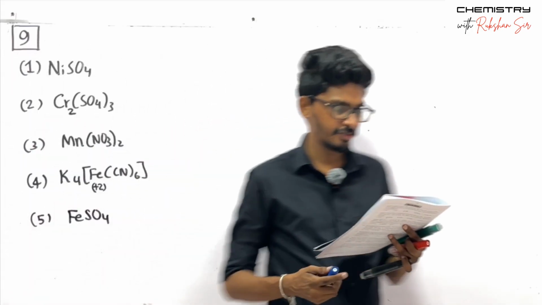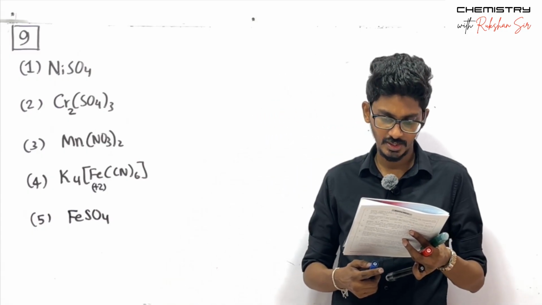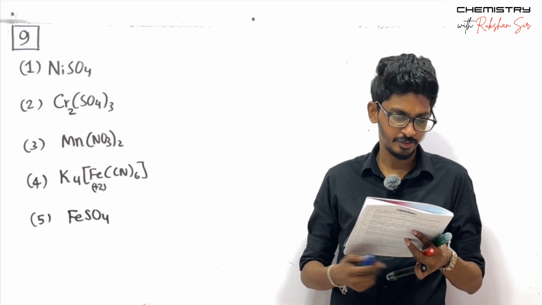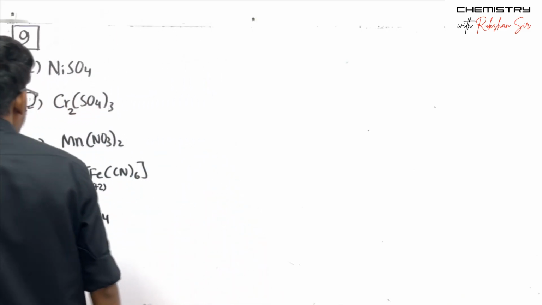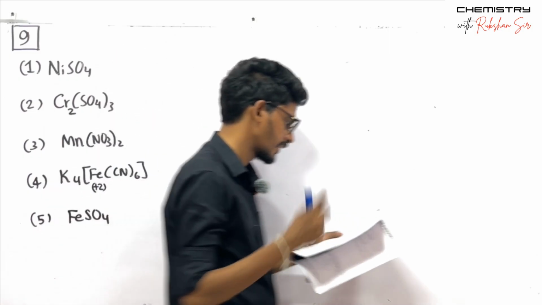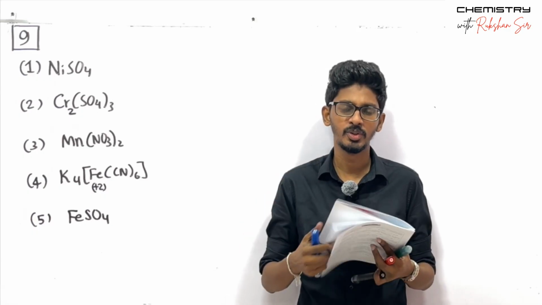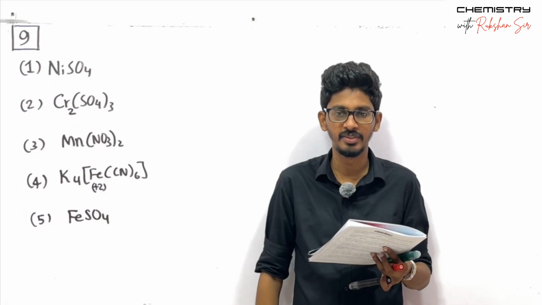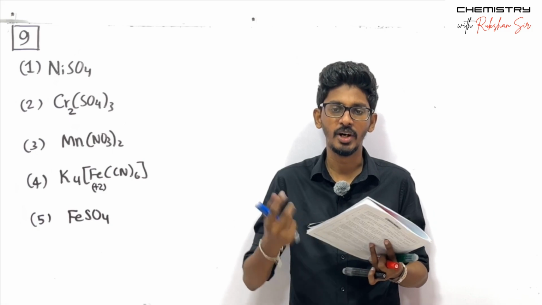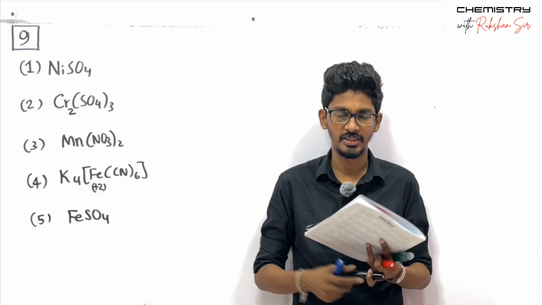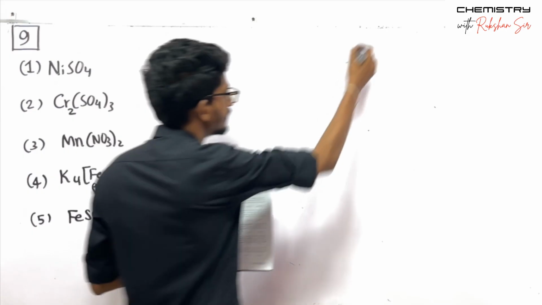An aqueous solution of certain inorganic compound Z was allowed to react with NH4OH and NH4SCN for several minutes. NH4OH and NH4SCN are normally used to identify the iron containing species. SCN minus is a characteristic reagent to identify the Fe3 plus ions. That is the theory there.